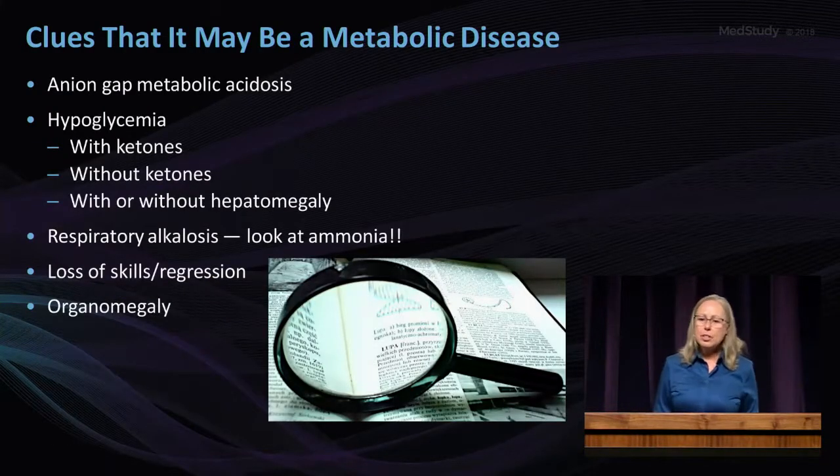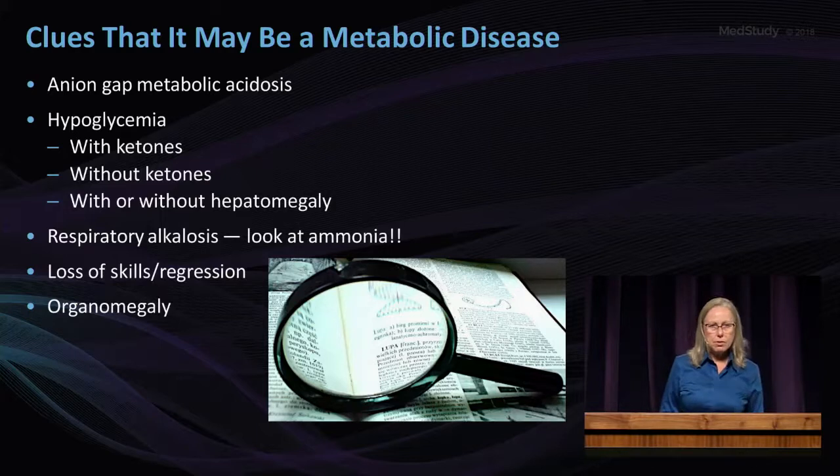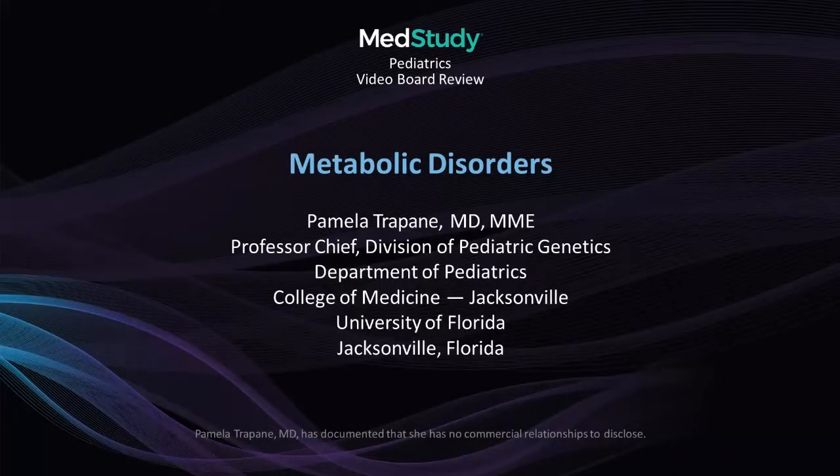All right, clues that it can be a metabolic disease: an anion gap metabolic acidosis, hypoglycemia with ketones or without ketones, and with or without hepatomegaly. If it's a respiratory alkalosis, look at the ammonia. If there's ever a loss of skills or regression, that is bad. Think about metabolic diseases, and if there's organomegaly. And we are done for this section.